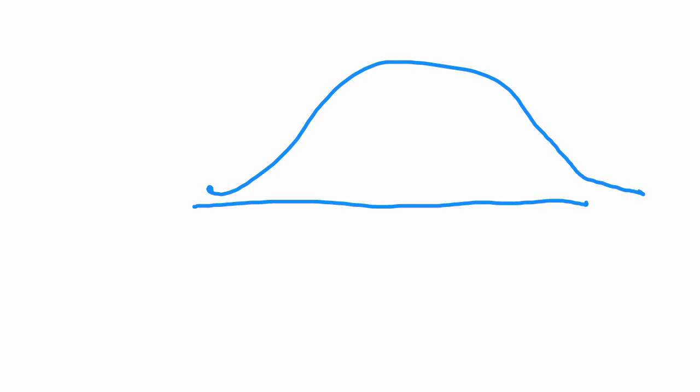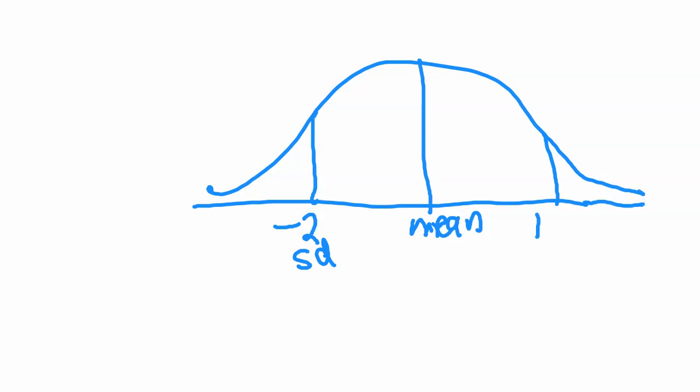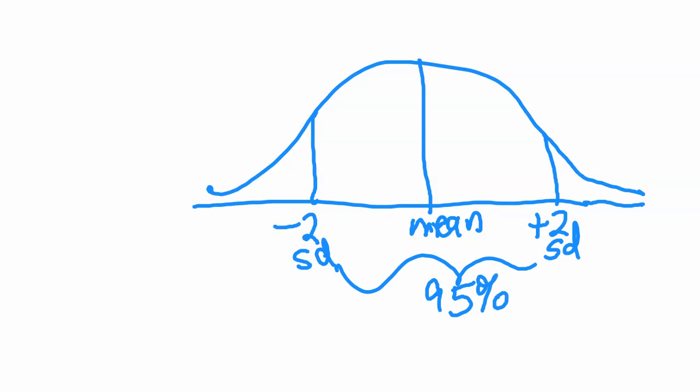Jump in anytime if you have a question. I'm going to do a specific example. Again, the mean's in the middle, and we have a bell-shaped curve. If we move 2 standard deviations on either side, then according to the empirical rule, 95% of the data is in between those 2 values.